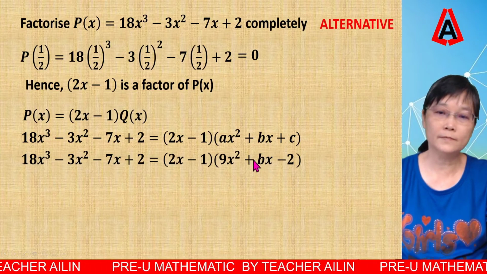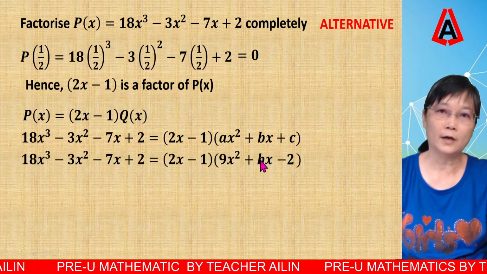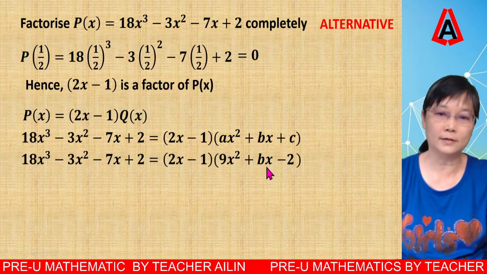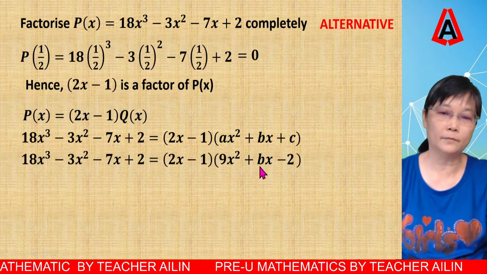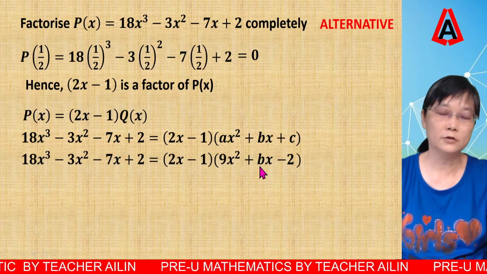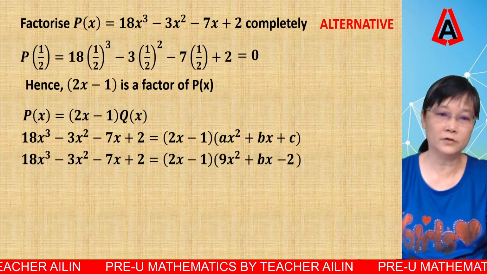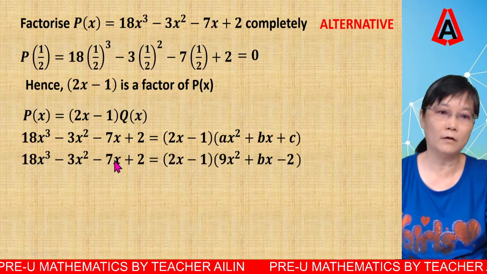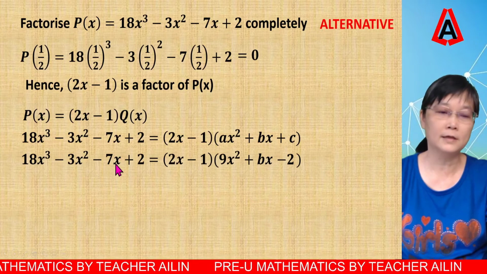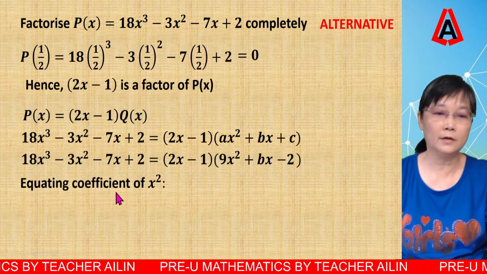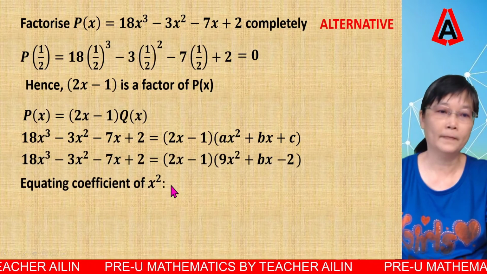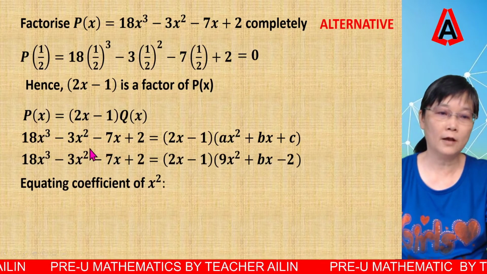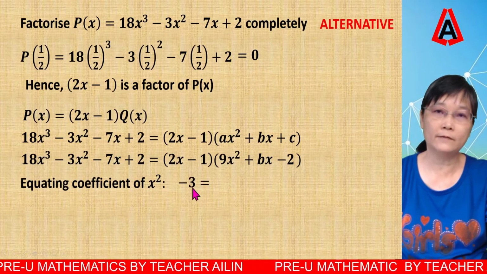So for the terms in between here, we are not allowed to use this method. So to find the b here, we are going to compare the coefficient. Either compare the coefficient of x squared or coefficient of x. So now I'm going to compare the coefficient of x squared. For the left hand side, the coefficient of x squared is -3.